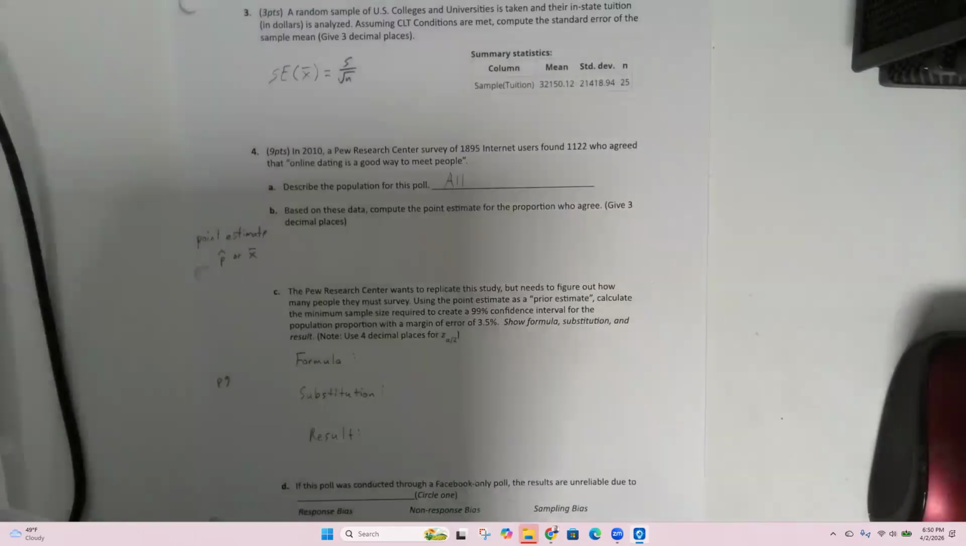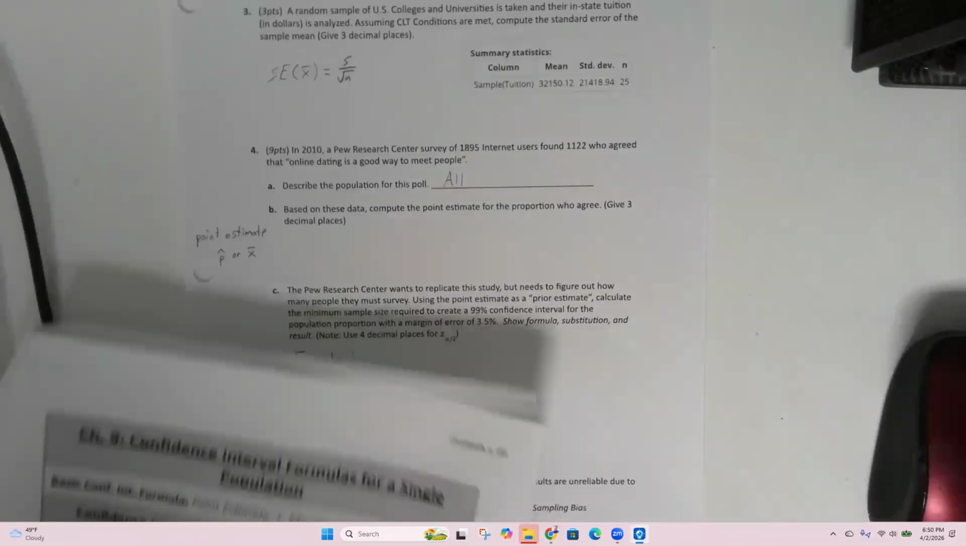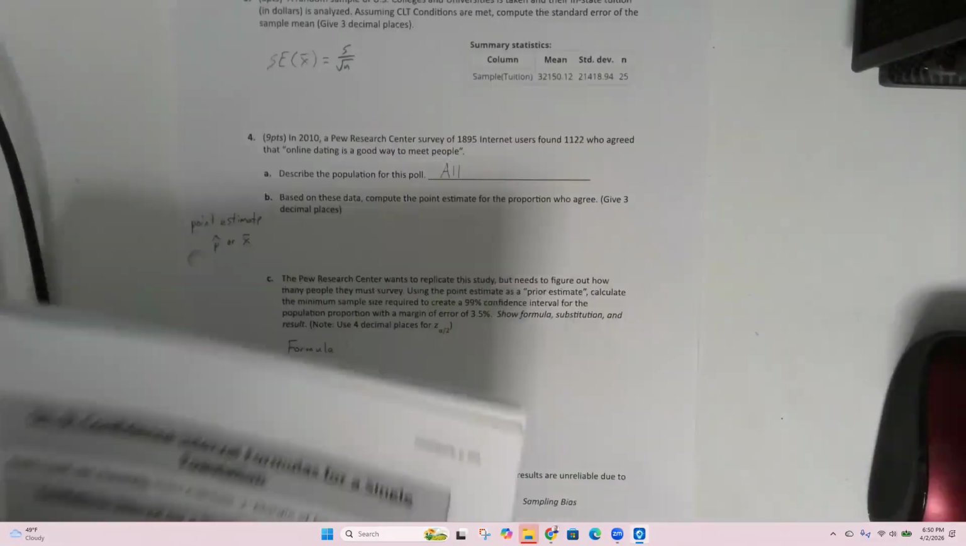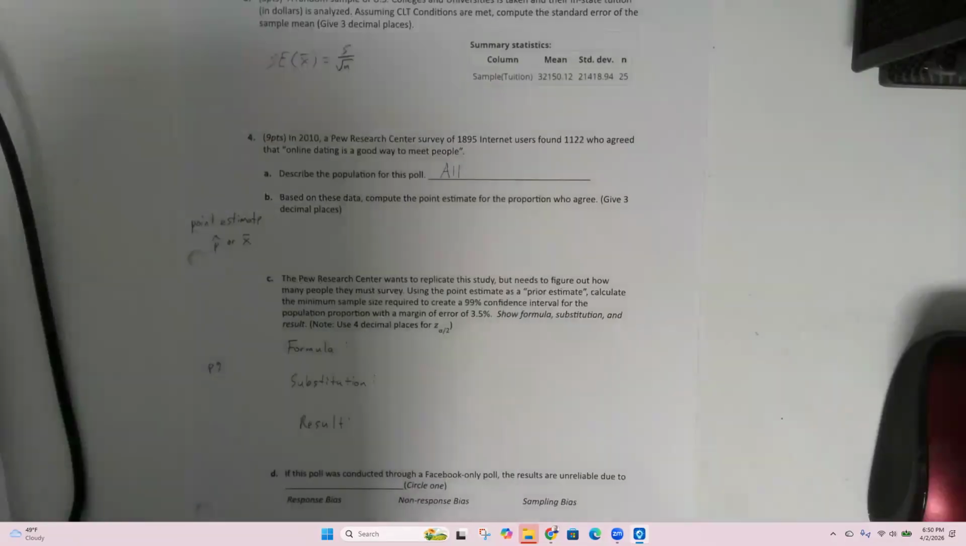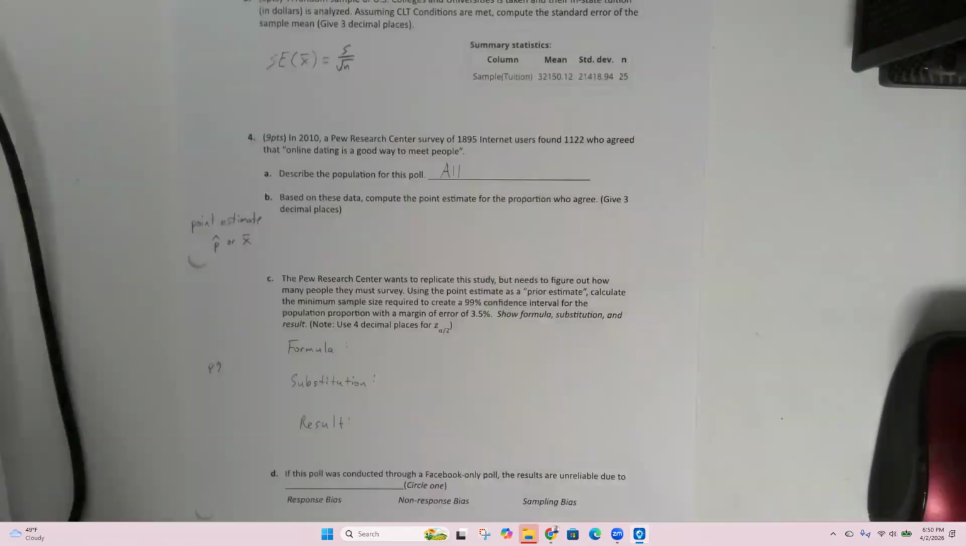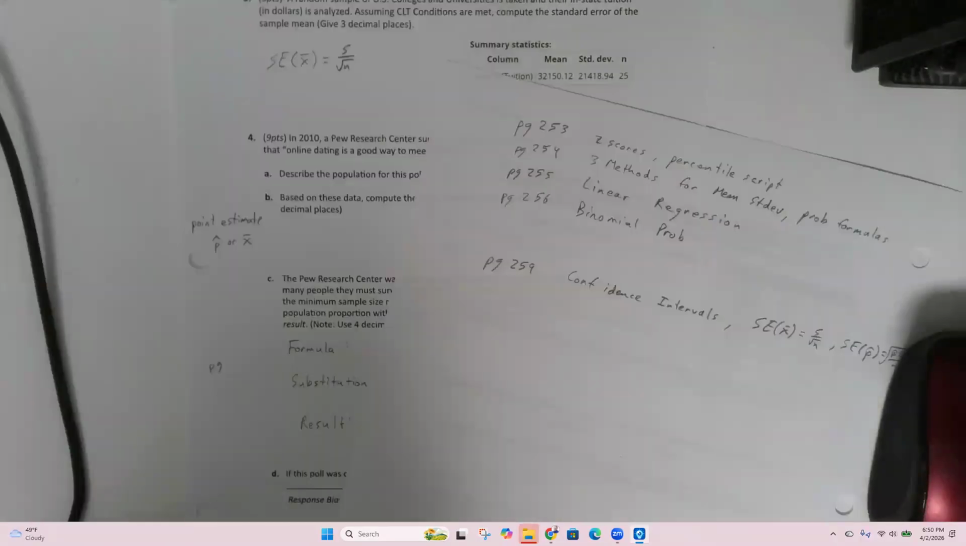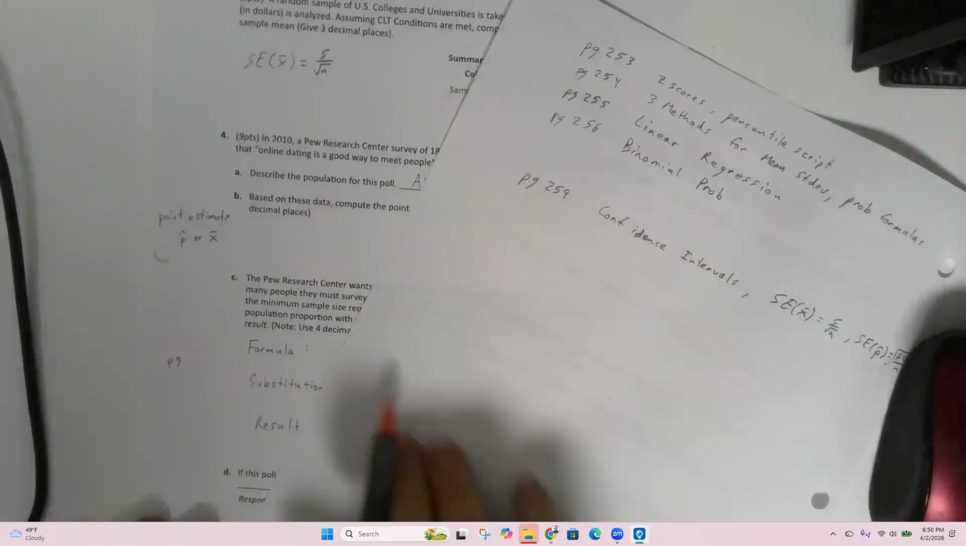So 259 is confidence intervals. Mike says 2,261. I know what you meant, Mike. 261, yeah. Imagine we had that many pages in our course pack. Feels that way sometimes. So page 259 is confidence intervals, but we're not constructing a confidence interval here. They want a sample size.